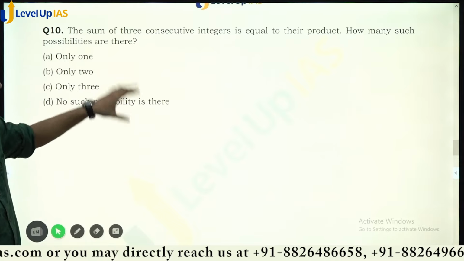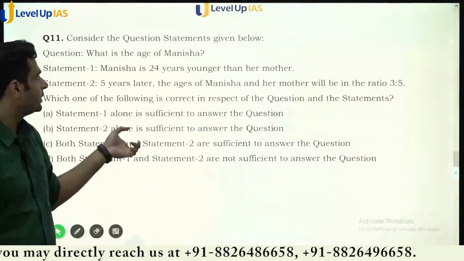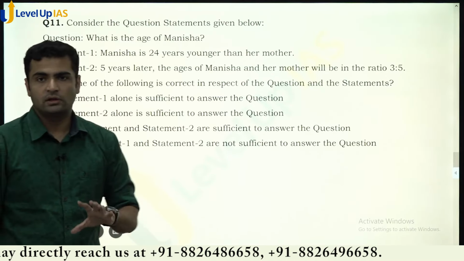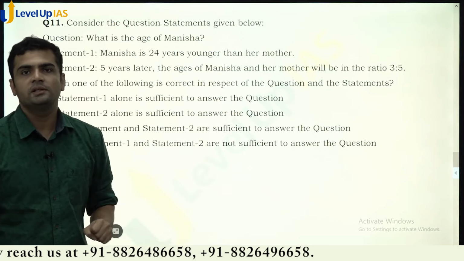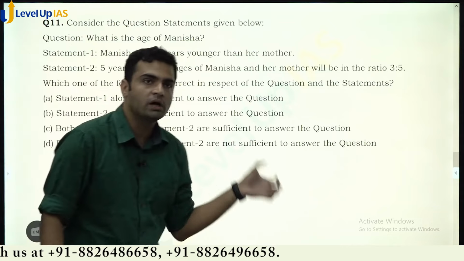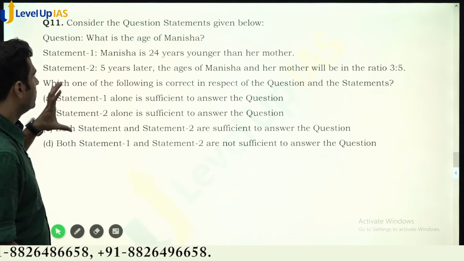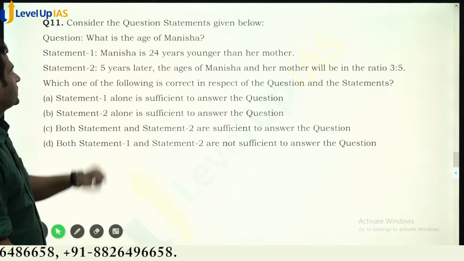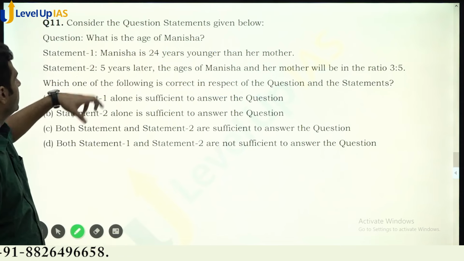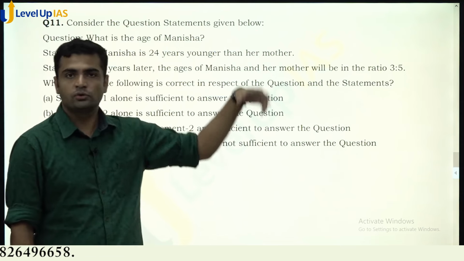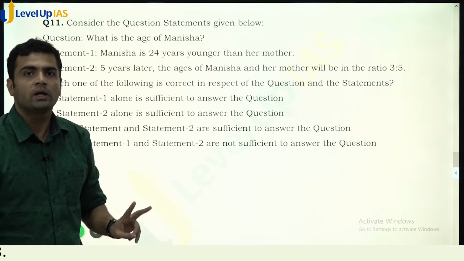Okay. See how important this topic of arithmetic is. You can't simply gloss over it. Again, this apparently seems like a question on ages, but this is a question on mathematization. How do we convert this word problem into equations? That is what the question is. That is where the focus of the question is. See, we are asked what is the age of Manisha. Just see the statements. Manisha is 24 years younger than her mother. So age of mother is also involved. So we have age of Manisha, age of mother. Both of them are unknown.